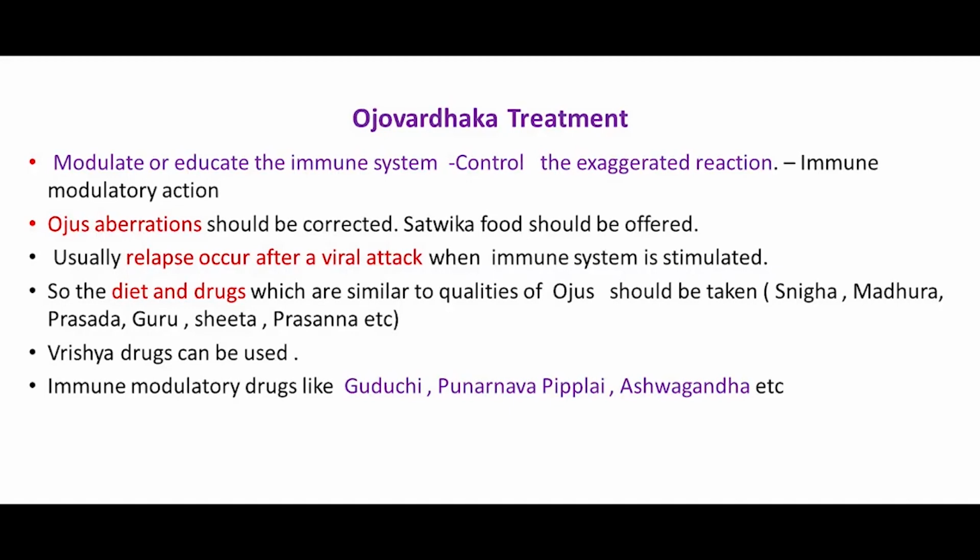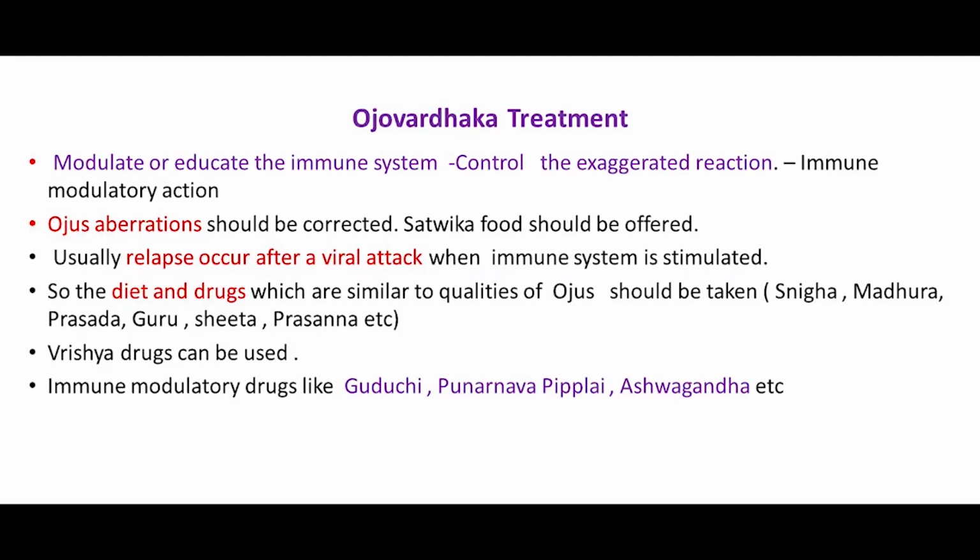Ojas aberration should be corrected. We have to teach and modulate the immune system so that it does not give an exaggerated immune reaction. So Sattvika food should be offered. We have to correct the Ojas aberration, because Ojas is directly related with Sattvika food. This is again clear in the case of Rajayakshma, where he says Ojasoho vardhito ashvibhyam shuddham sattvam atapicha. So when Ojas is increased, Sattvika bhava is also increased. It is vice versa. When you give Sattvika food, the Ojas is also going to increase.